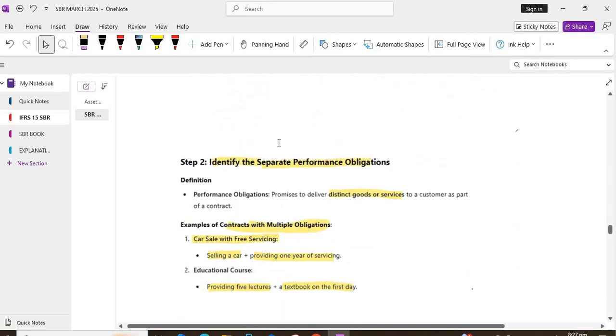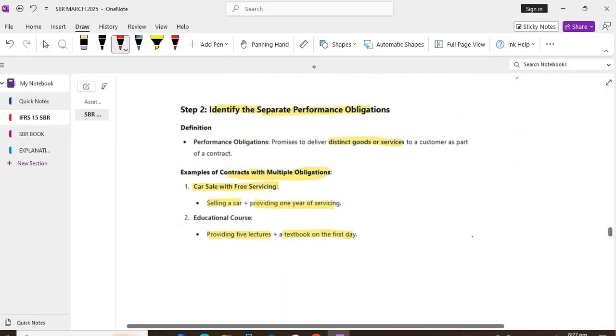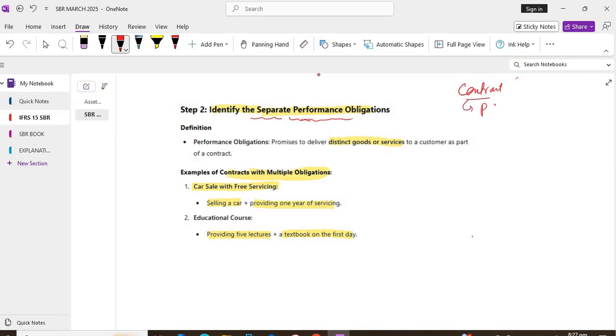Clear? Now the second step is to identify the separate performance obligation. This is very important. You have to identify within the contract, this contract, the separate performance obligation. There may be multiple performance obligations, so you have to identify each performance obligation.